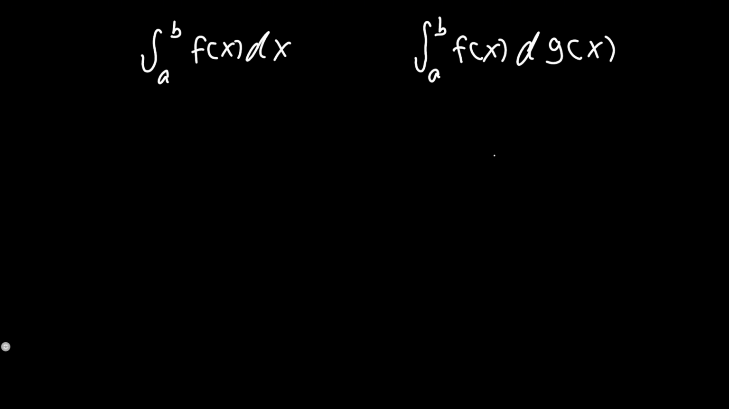So let's look at one example where g of x is a step function. Let's say g of x is equal to 0 when x is less than some value c, and 1 when x is greater than or equal to some value c.